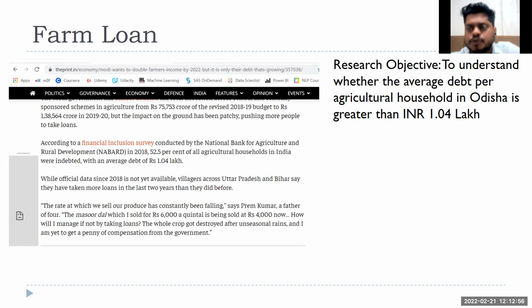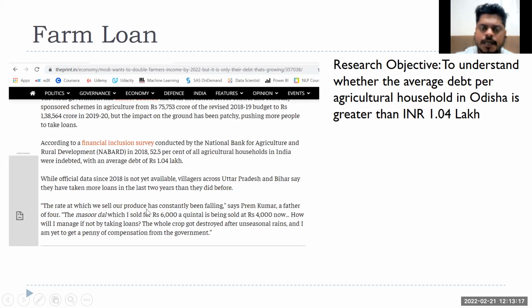and that is where your qualitative research will come into the picture: interviewing, focus groups, or some kind of secondary research. Secondary research means data already available on the internet or in some report. So in this particular case, if I want to study what the farm loan is on average, how much loan farmers in Odisha are taking, I have taken this article, and that will be my point of reference.